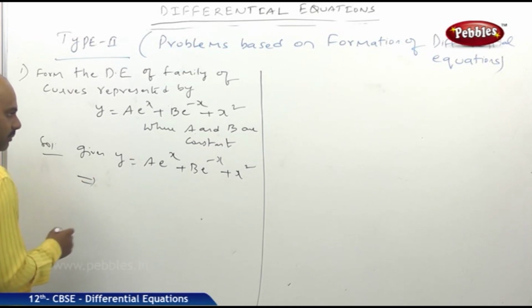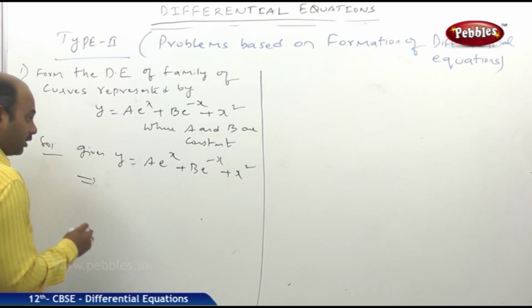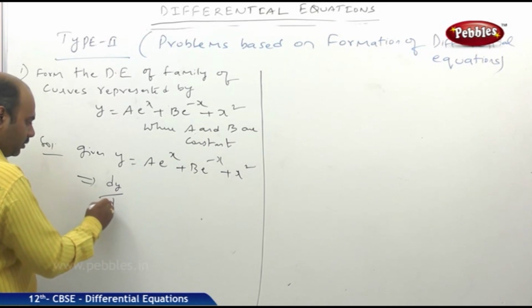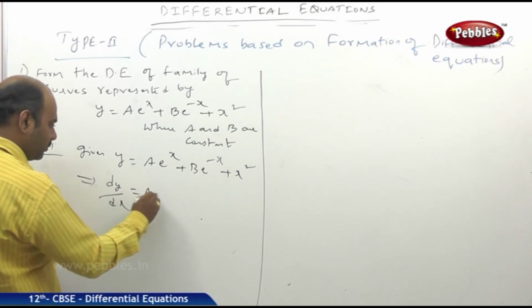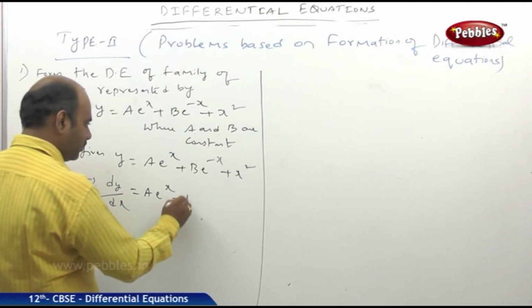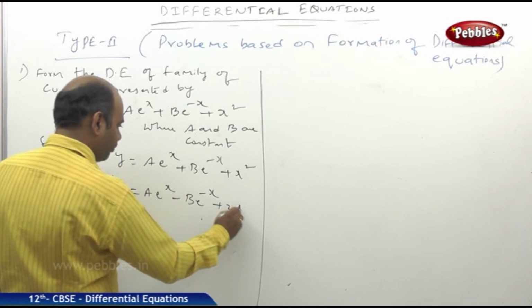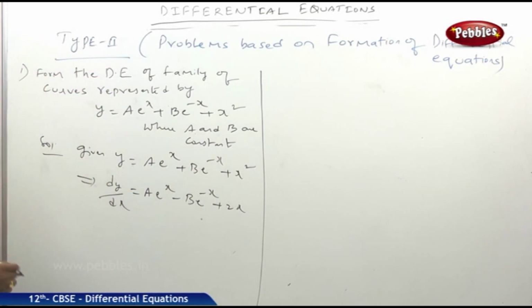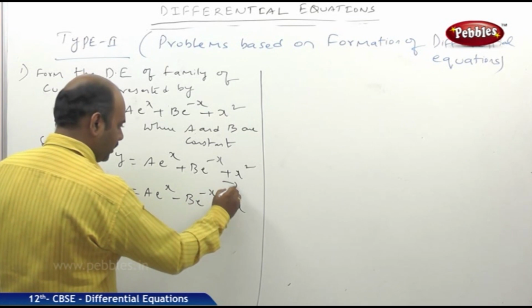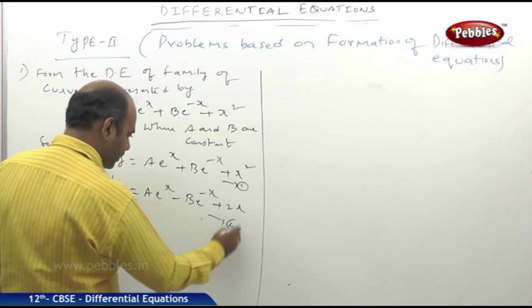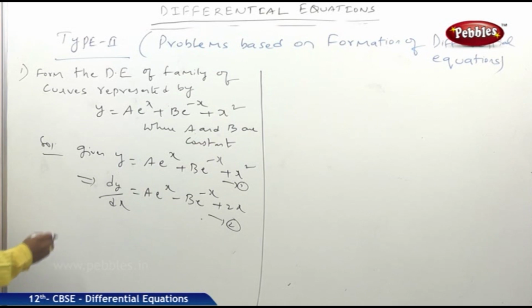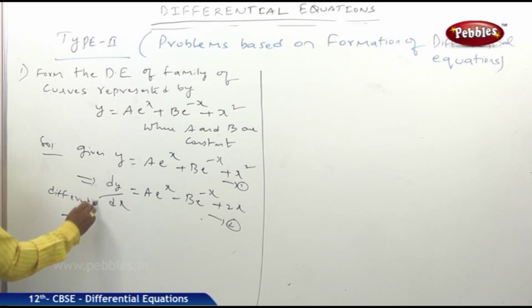Finally, I will differentiate with respect to x. So this becomes dy/dx = a e^x − b e^(-x) + 2x. Now I will call this 1, and for my convenience the original equation 2. Again I will differentiate with respect to x once again.